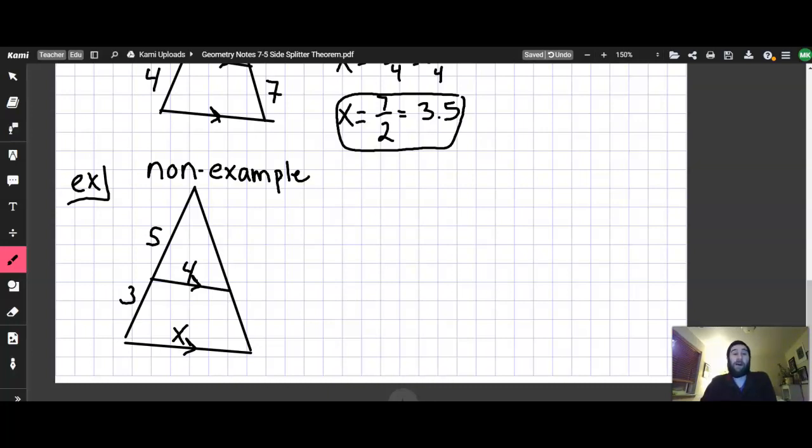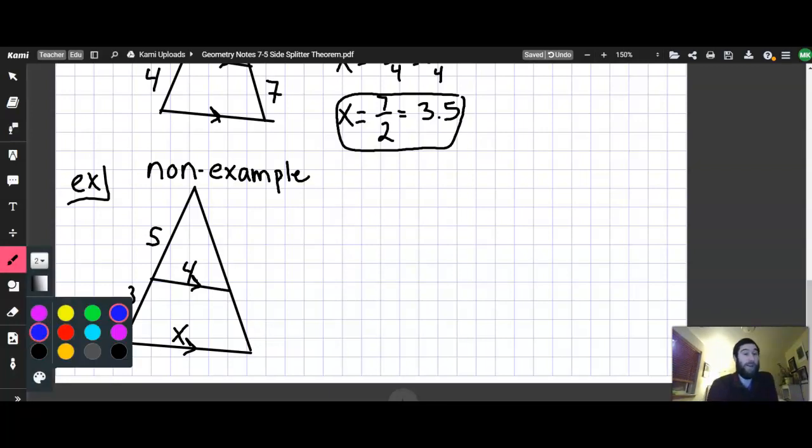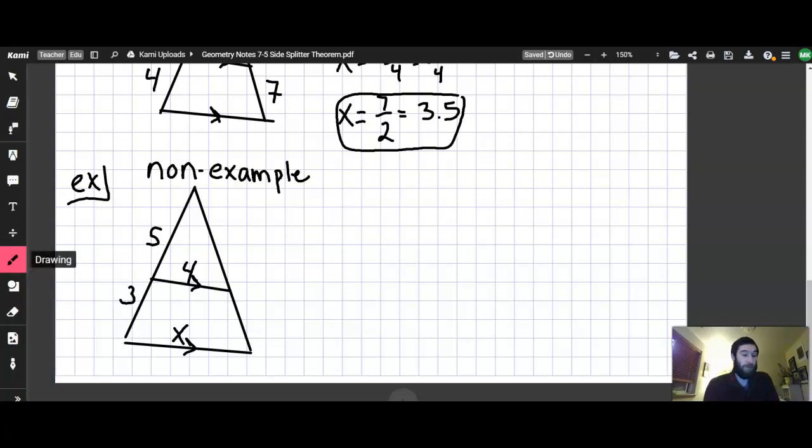And the reason is because this x is not split by your parallel line. This x is not in this spot. And so it does not follow the side splitter theorem rules. Instead, in order to solve this problem, you have to go back to what we know and love and used before, which is looking at the image and the pre-image and setting up your fractions.